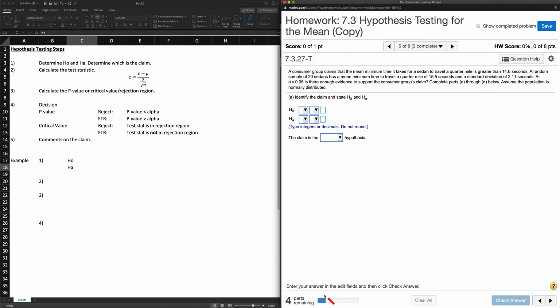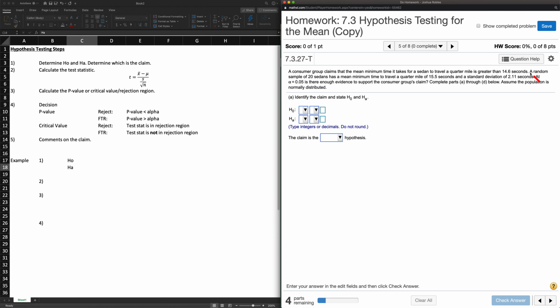A hypothesis testing example where we're going to be finding a p-value to determine if we reject or fail to reject the hypothesis test here. So this is one of your homework problems. All right, let's go and read through it. A consumer group claims that the mean minimum time it takes for a sedan to travel a quarter mile is greater than 14.6 seconds. So greater than 14.6 seconds is already mentioning one of the hypotheses.